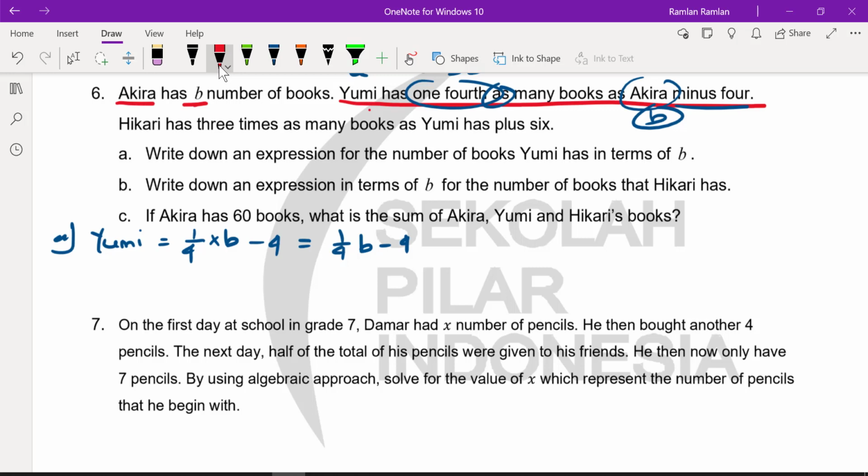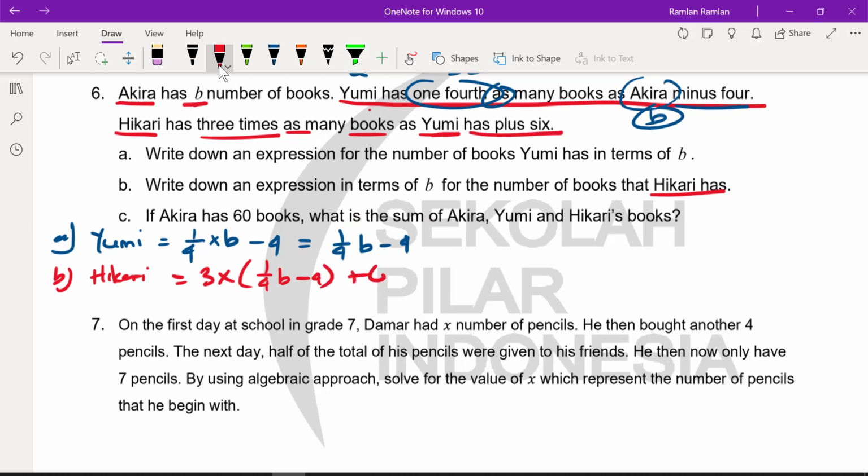And then the second question is Hikari. Write down an expression in terms of B for the number of books Hikari has. So you know Hikari has 3 times as many books as Yumi. Yumi is this one, right? That'll be 3 times the bracket 1/4 B minus 4, and then plus 6. You don't have to simplify anything over here. Just leave it like that. It's fine. I'm going to give you full marks.